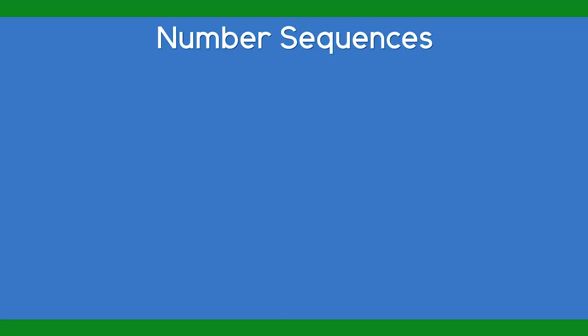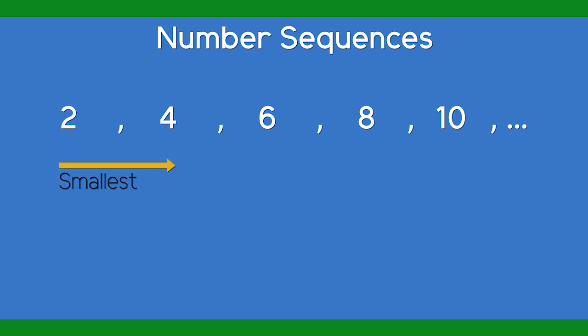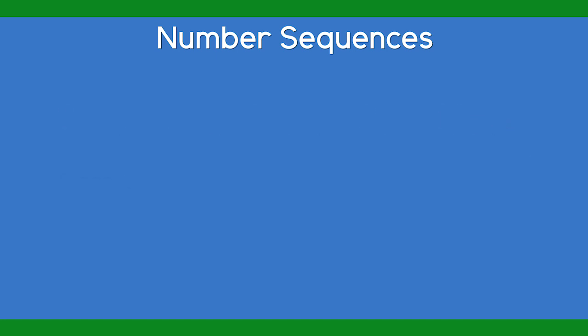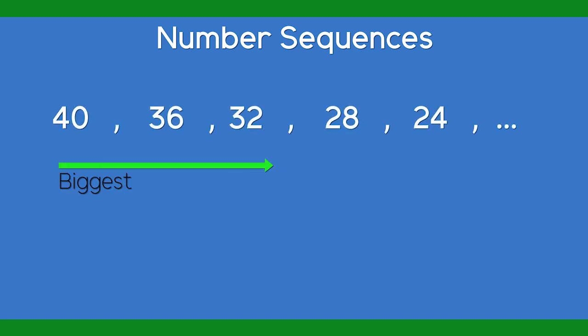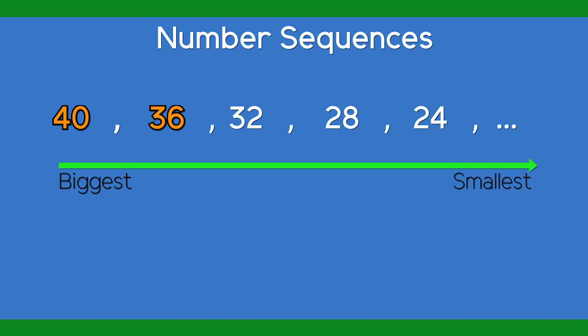So what exactly is a number sequence? A sequence is a list of numbers arranged in order. We can see that the numbers are arranged from smallest to biggest in ascending order. The numbers in a sequence can also be arranged from biggest to smallest in descending order. So these numbers 40, 36, 32, 28, 24, and so on is also a number sequence. We can see that the numbers are arranged in descending order.